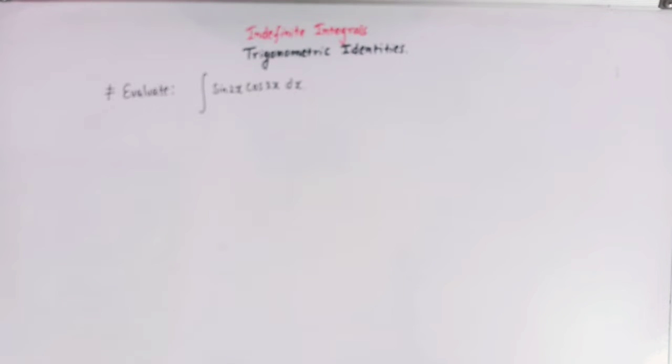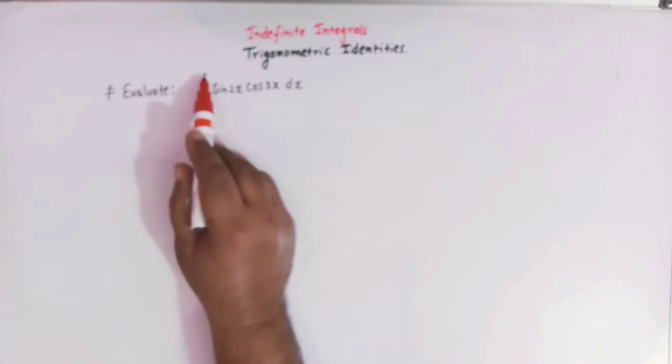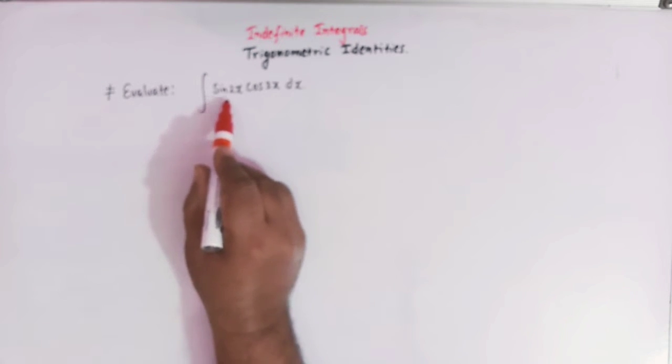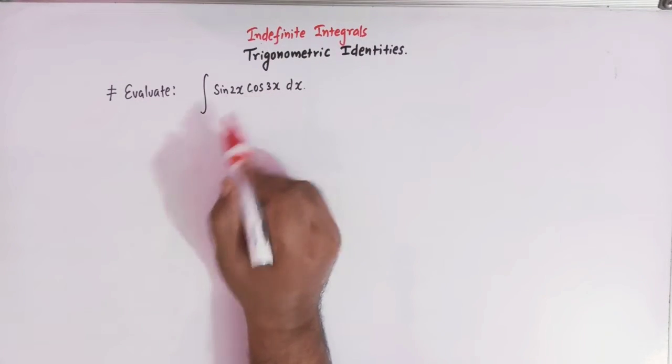Hello viewers, in today's class we are going to discuss some important indefinite integrals in which trigonometric identities will be used. In this lecture we will see how we can make use of different trigonometric formulas or identities to evaluate integrals. So the first problem is to find the integral of sine 2x cos 3x.